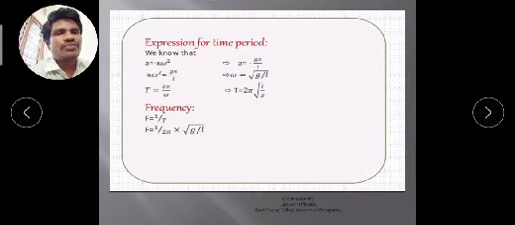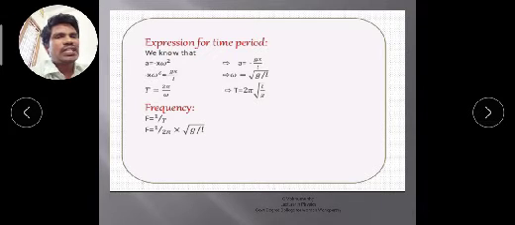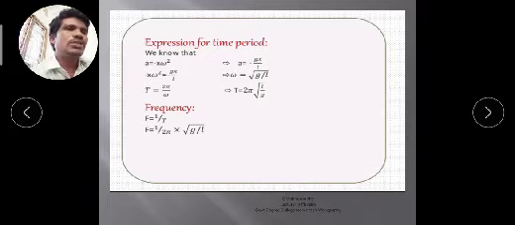Now we are going to frequency, that is f = 1/T, and then we substitute the time period T = 2π√(L/g). Then we get the equation of frequency, that is f = 1/(2π) times √(g/L).